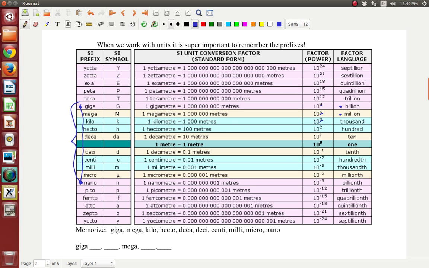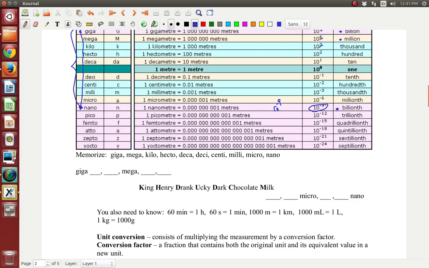Deci is a tenth, or 10 to the minus 1. Centi is 100th. Milli is 1,000th. And then micro is a millionth. So mega million, micro millionth. And nano 9, that's how I remember that one. Nano is a billionth, and it has a 9 in it, 10 to the minus 9. So you need to know these prefixes. There's the ones again listed on your notes that you need to know right here.